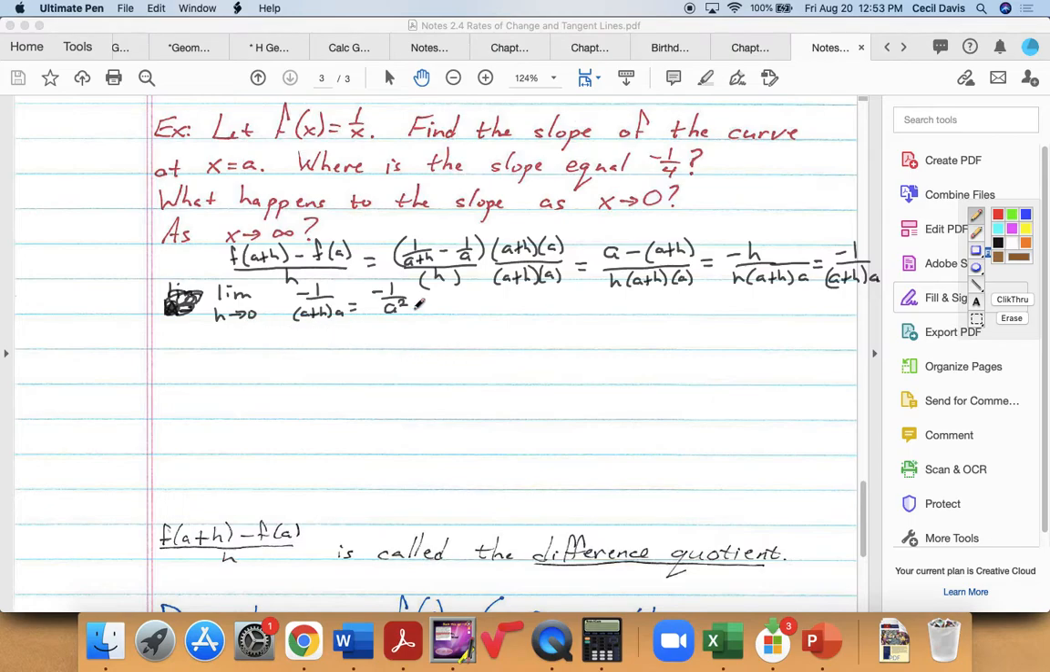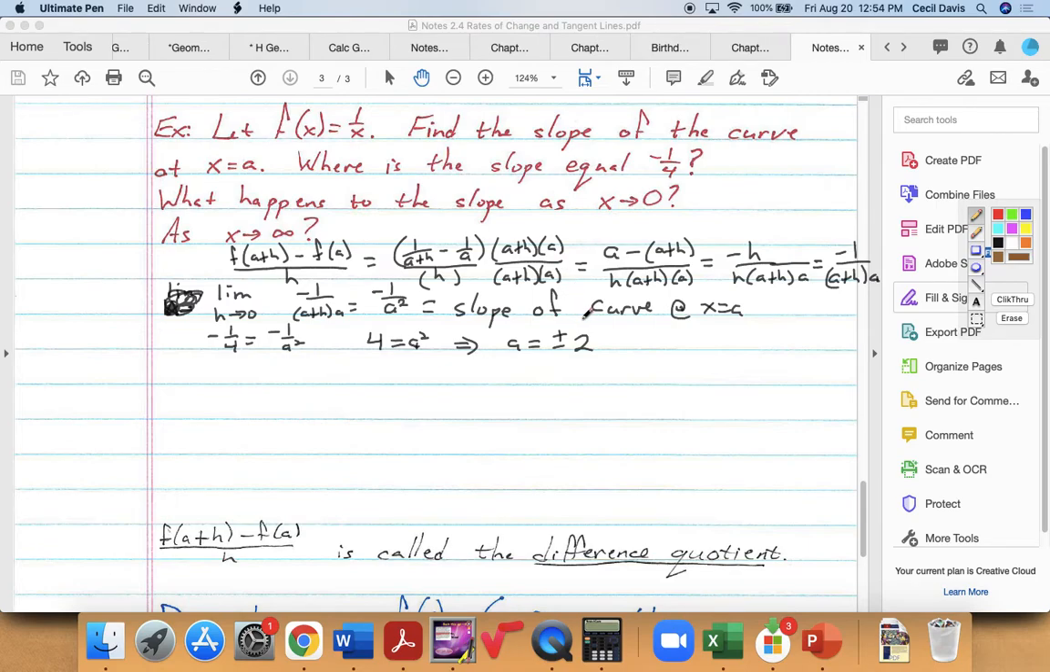When is the slope equal to negative 1/4? So, hang on, this is equal to the slope of the curve at x equals a. So where is that going to be equal to negative 1/4? All right, so I need negative 1/4 is equal to negative 1 over a squared, which means 4 has to be equal to a squared, which then implies that a is either positive or negative 2. So there's actually 2 places.